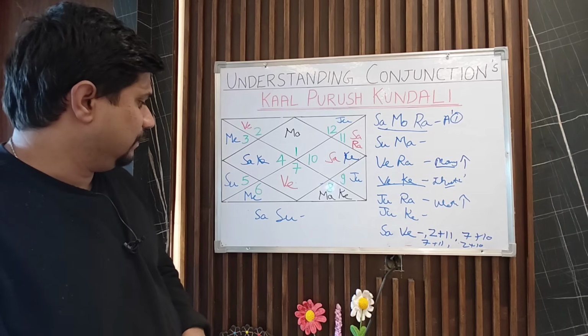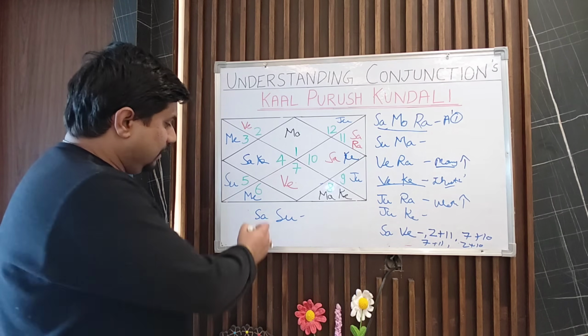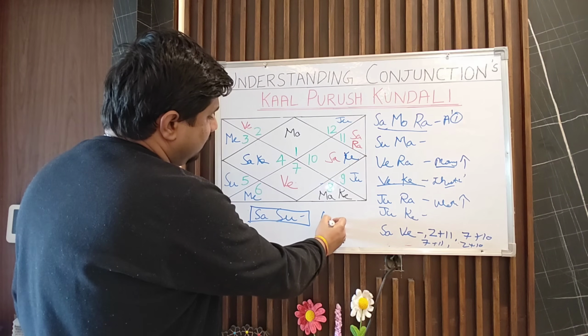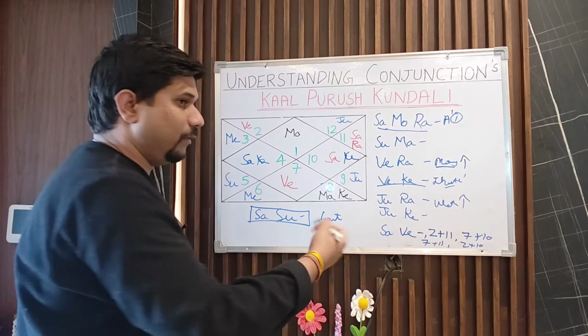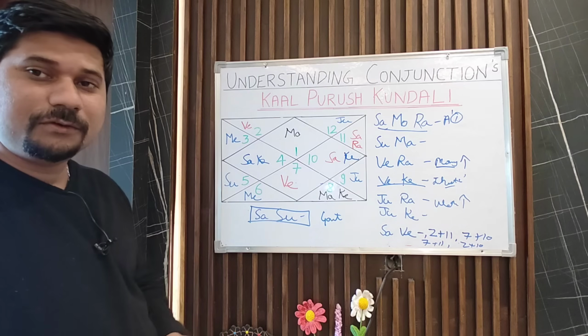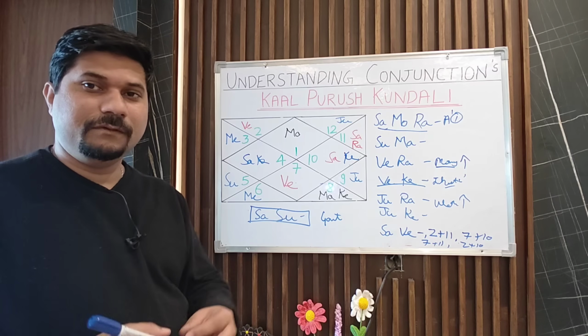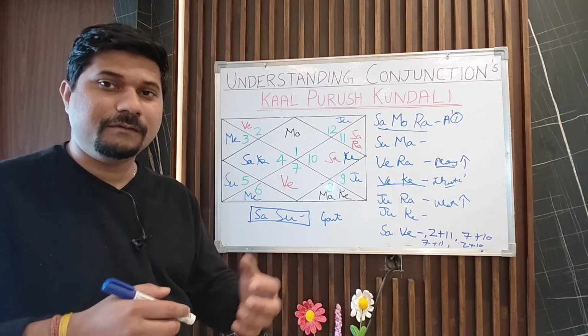Saturn and Sun. Have you observed the people with a Sun and Saturn conjunction? They have something related to government. It may be negative, it may be positive, but something related to government is going to be there. Why so? It may be legal disputes with the government, fighting with the government.